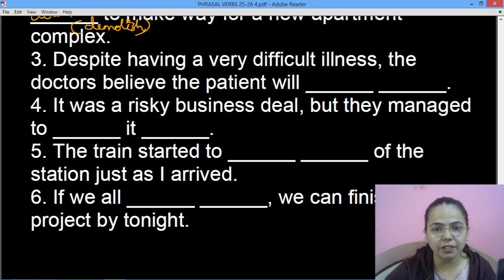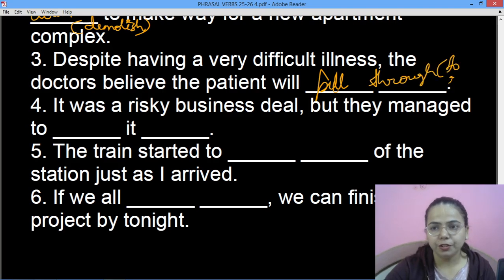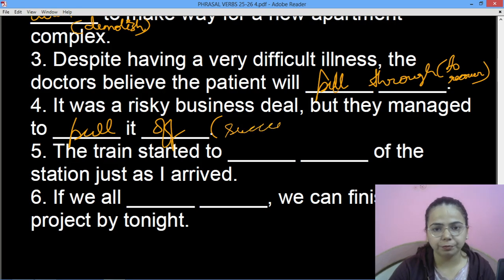Then, despite having a very difficult illness, the doctors believe the patient will, third one, pull through. That is, to recover. Okay, then fourth one, it was a risky business deal but they managed to pull it off, means to succeed.